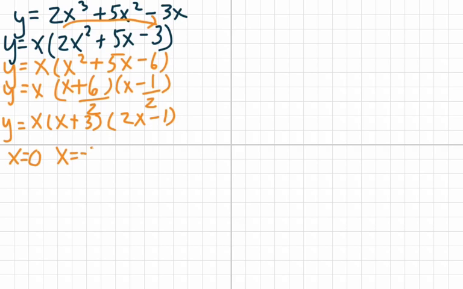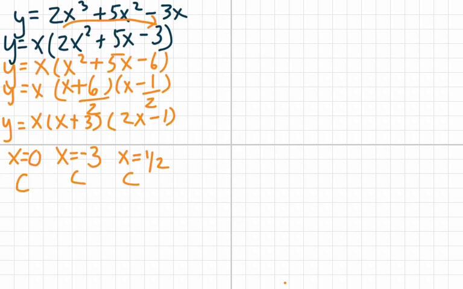It also explains why the sign flips, because to undo adding, you would do subtracting, and that's what causes the 3 to be negative. And then the last one, I would add 1 and divide by 2, so I end up with x is equal to 1/2. Each of those roots appears just once, so it's going to actually cross at all 3 of those points.